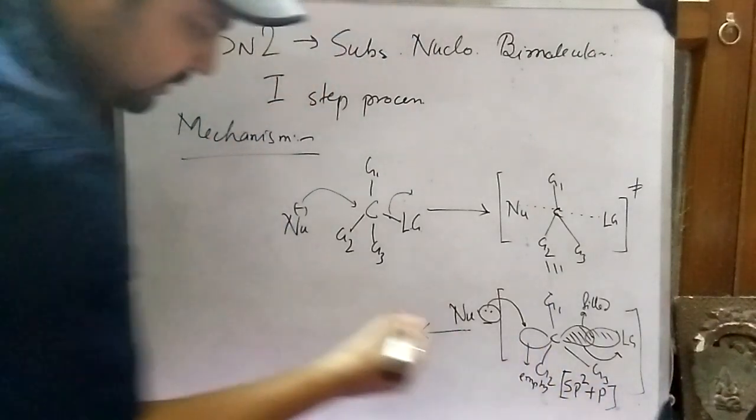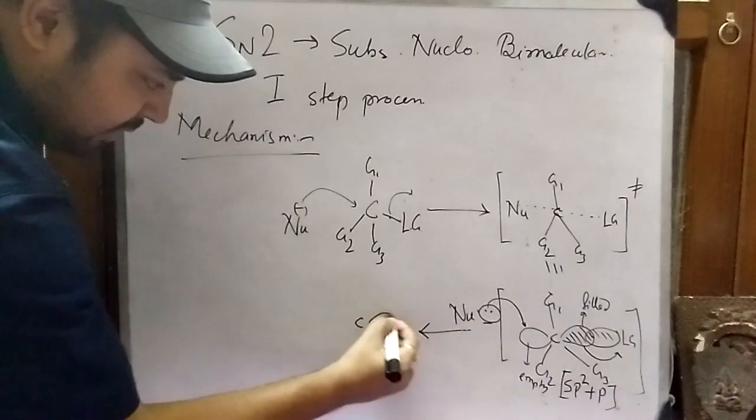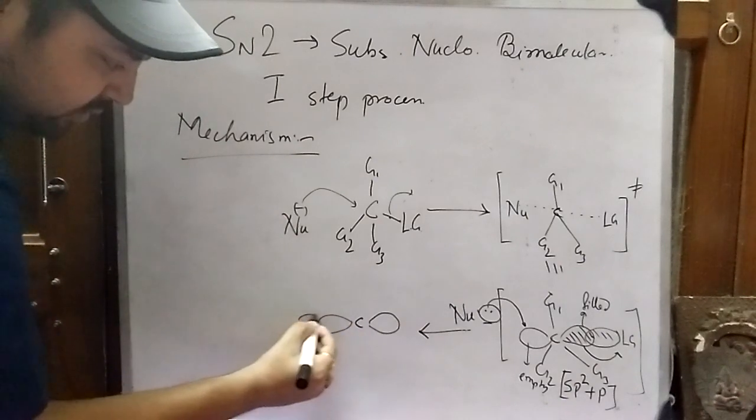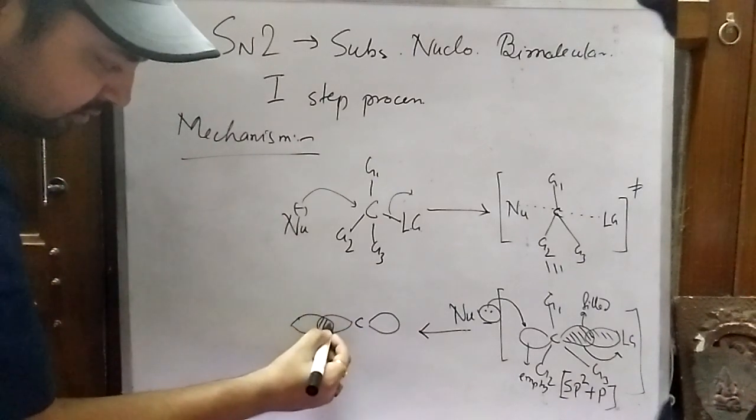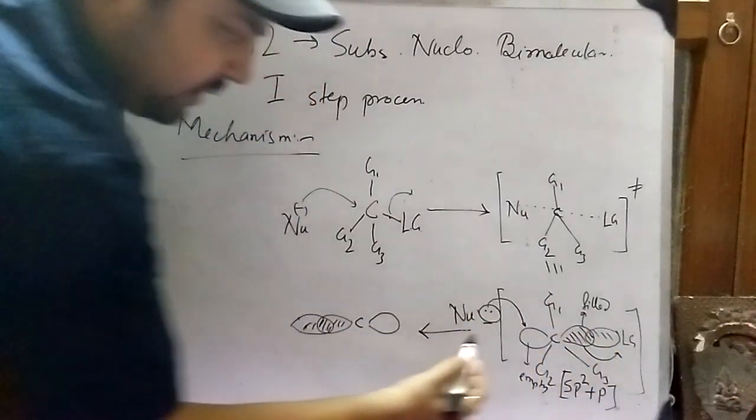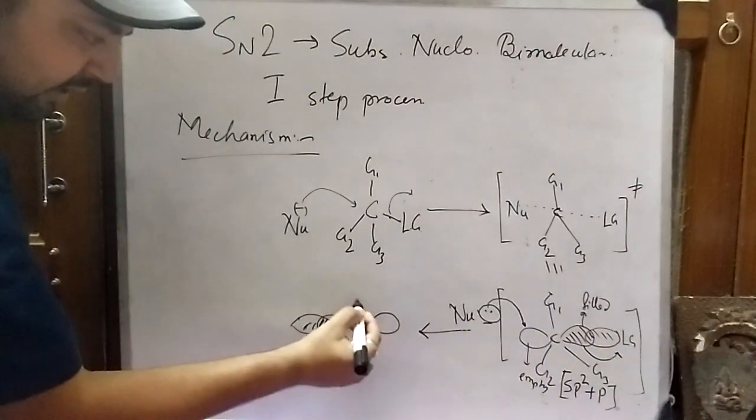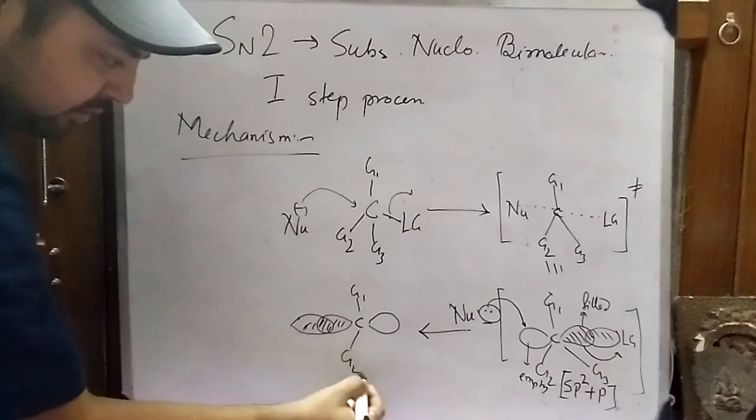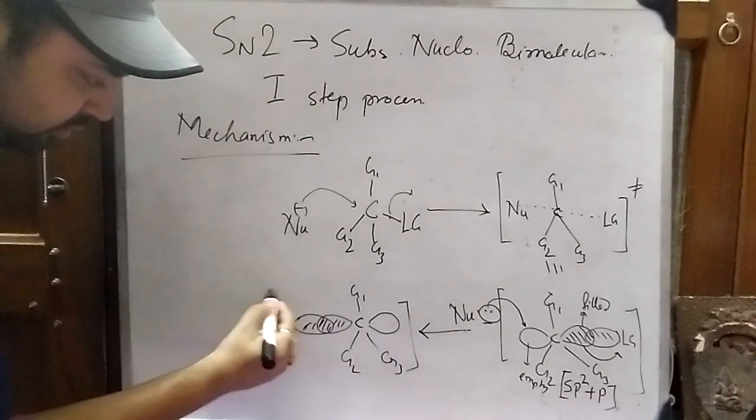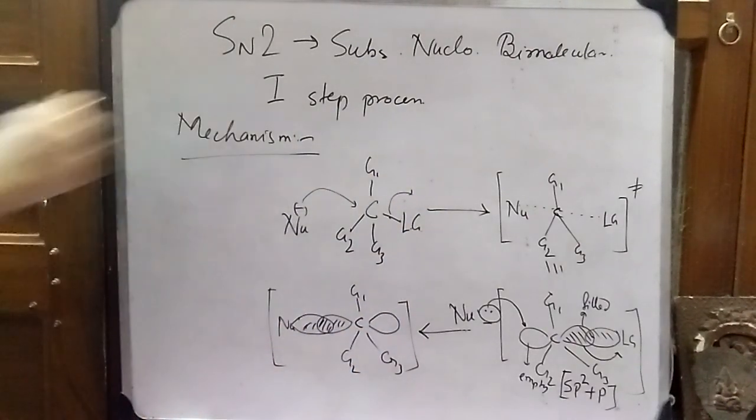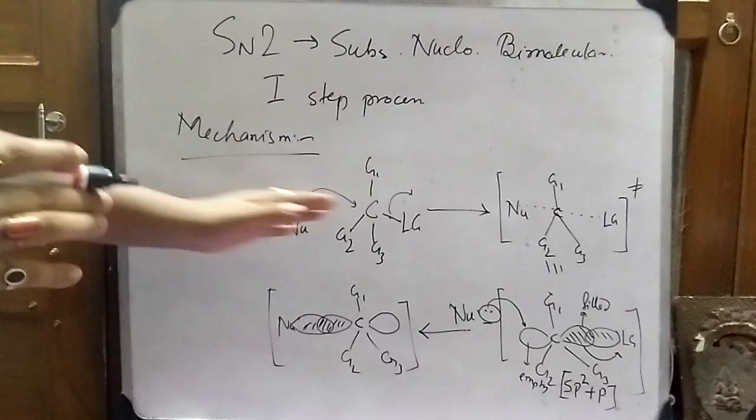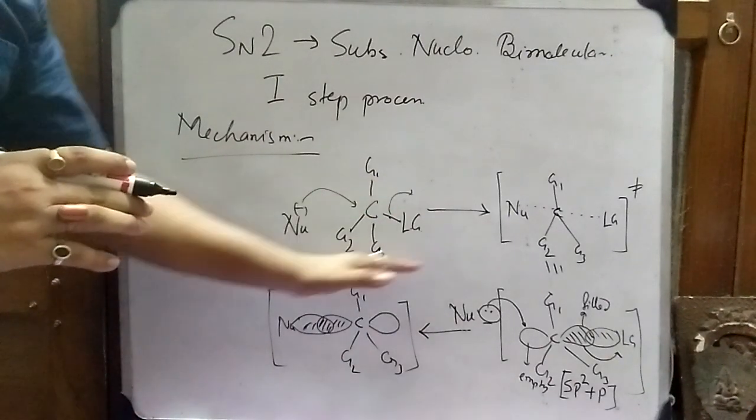sp2 and p. So now the carbon here will have the empty orbital, and this side will be the filled orbital. At first this was filled, this was empty. Now this will be filled, and that one will be empty. And here is the nucleophile. This is a very simple process. It looks very simple, but here the main thing takes place.